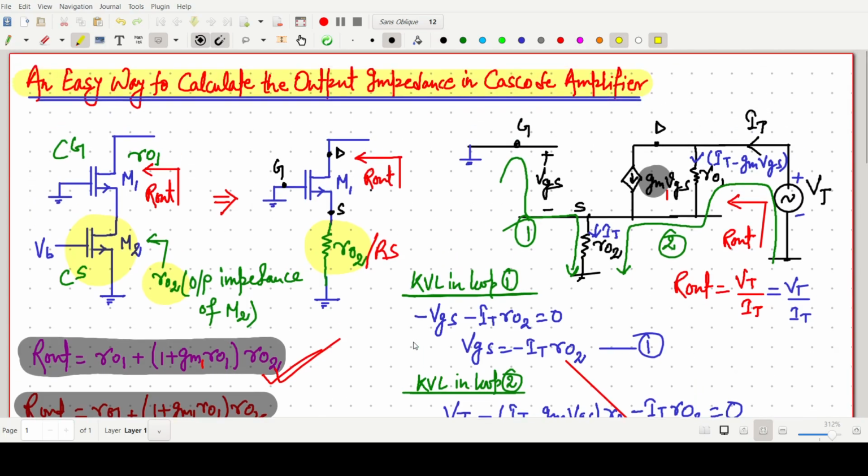So this is all about the output impedance in a cascode amplifier. Thank you for watching.